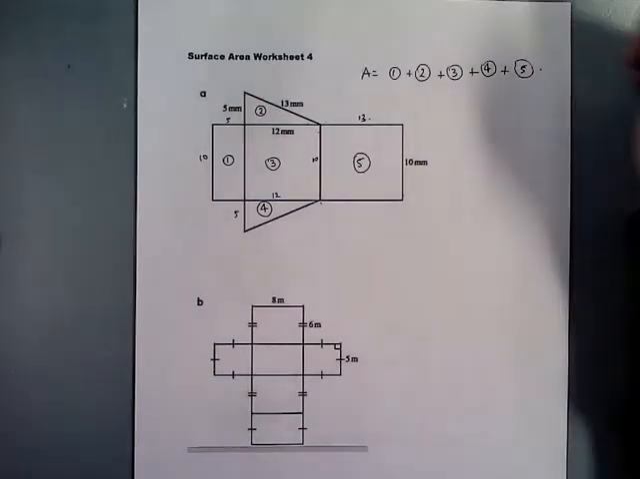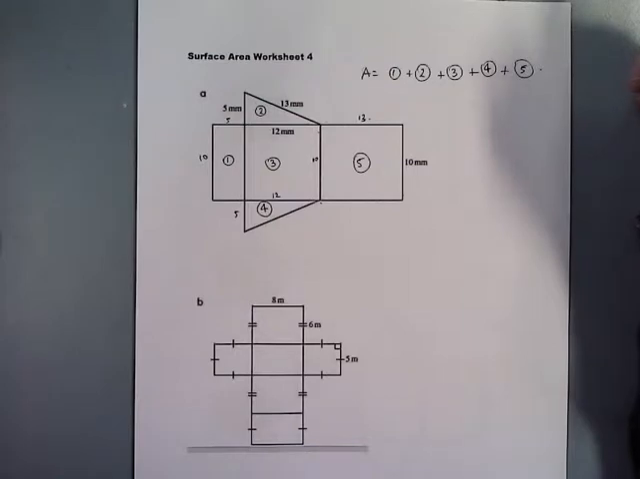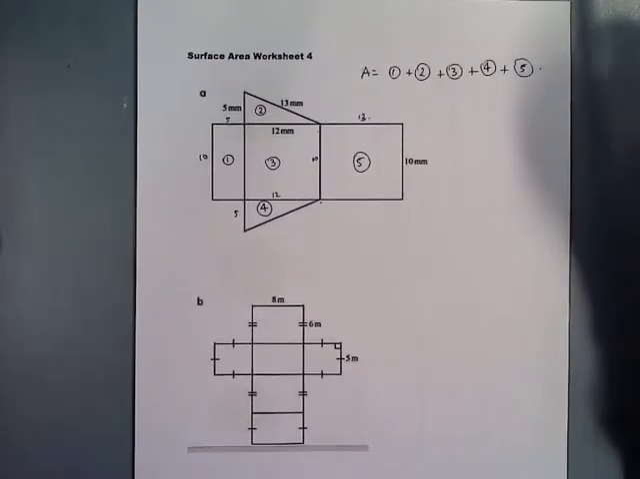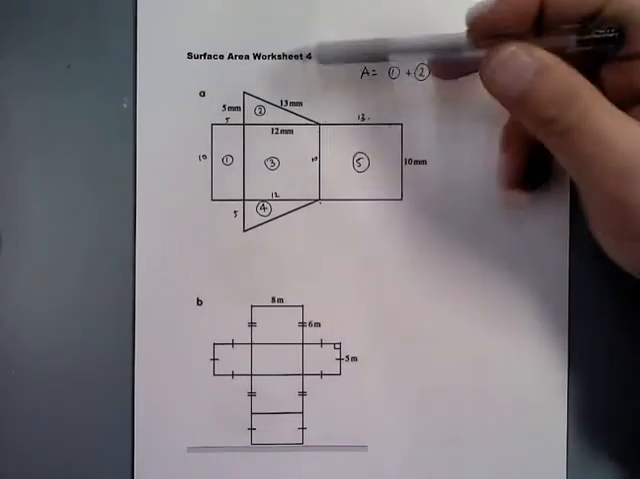Okay, let's have a look at our worksheet 4. So we have what we call surface area calculations now. Basically, the surface area is the area of the surface of a shape. In this case here we have a wedge shape object that's been flattened out.